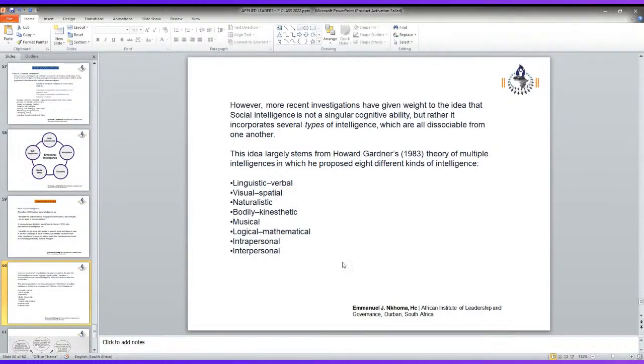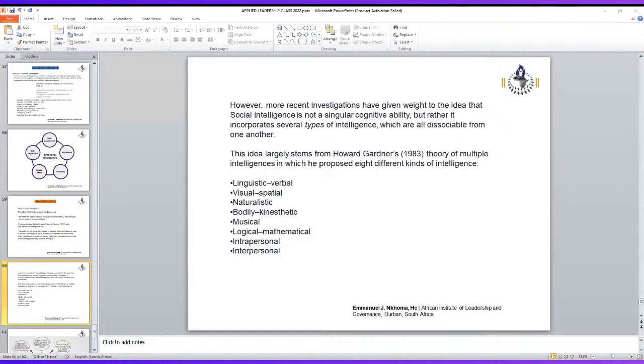However, more recent investigations have given weight to the idea that social intelligence is not a singular cognitive ability, but rather it incorporates several types of intelligence, which are all dissociable from one another. Let me read that again. However, more recent investigations have given weight to the idea that social intelligence is not a singular cognitive ability.